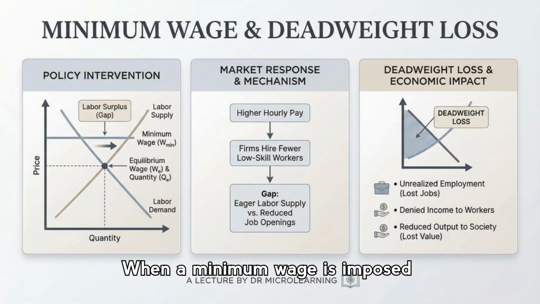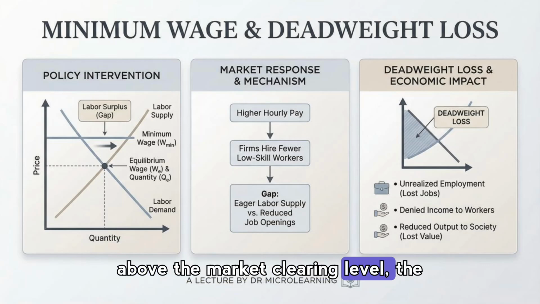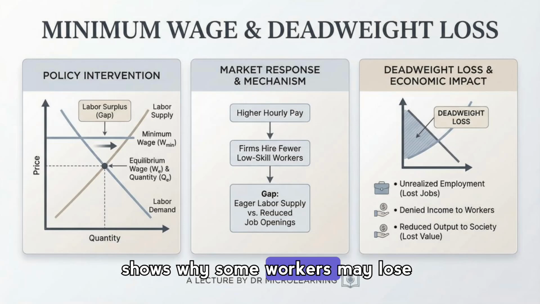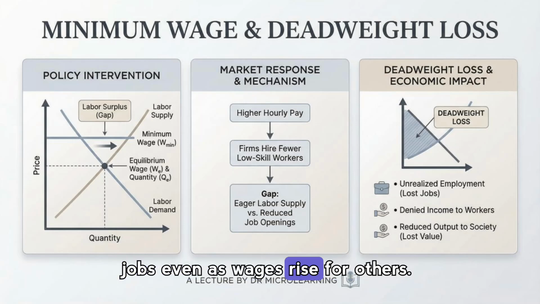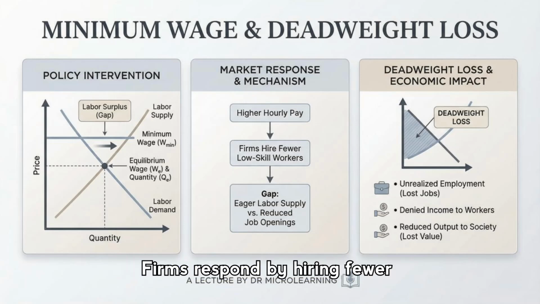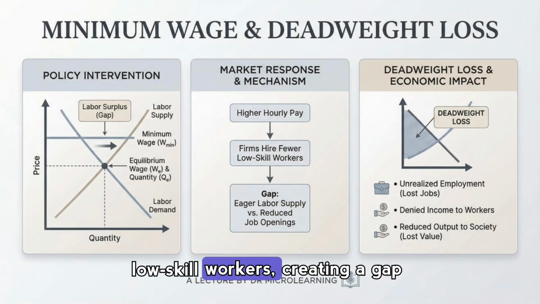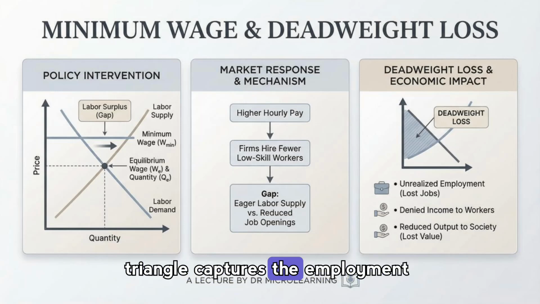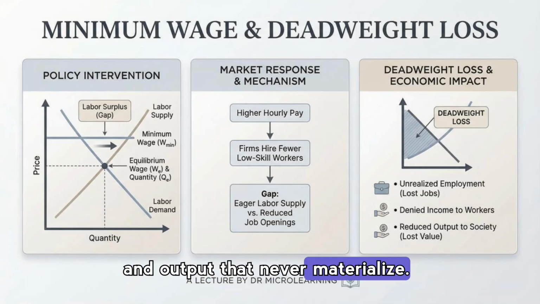When a minimum wage is imposed above the market clearing level, the labor market diagram on this slide shows why some workers may lose jobs even as wages rise for others. Firms respond by hiring fewer low-skill workers, creating a gap between eager labor supply and reduced openings, and the shaded triangle captures the employment and output that never materialize.